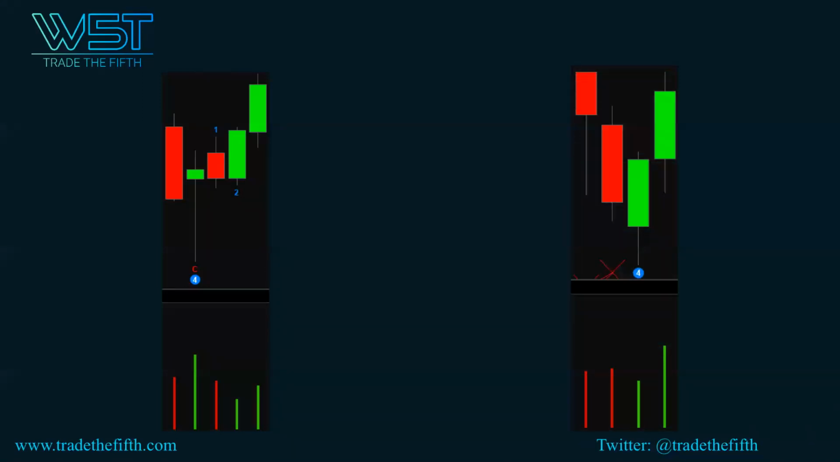So usually, when we form a wave 4 on a piercing line, that green day that rejects is usually lower volume, okay? If it's higher volume, it's usually a bullish engulfing, yeah?